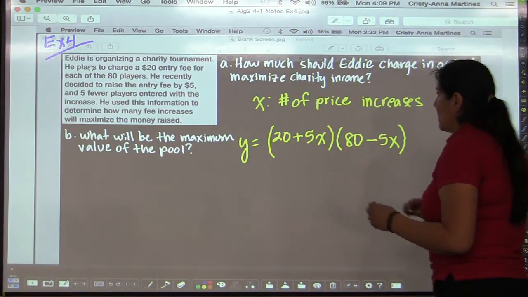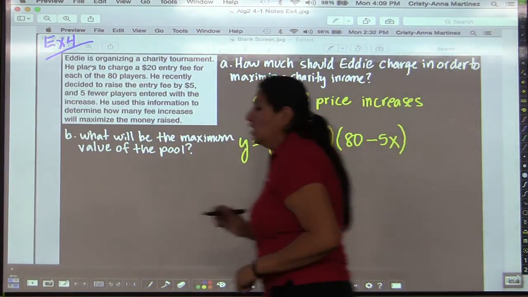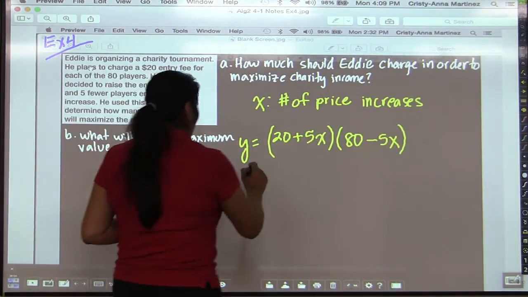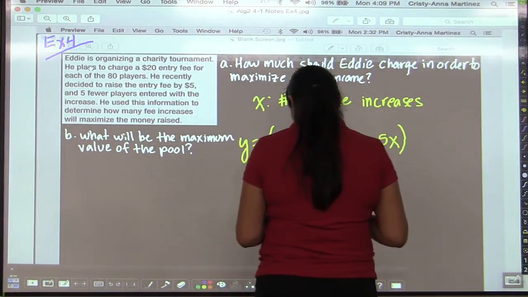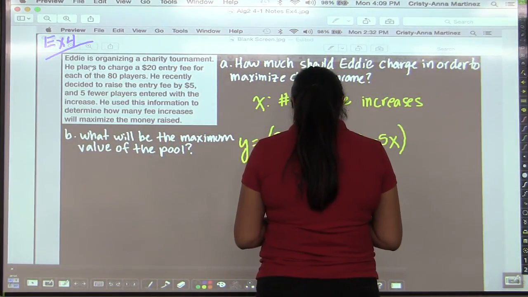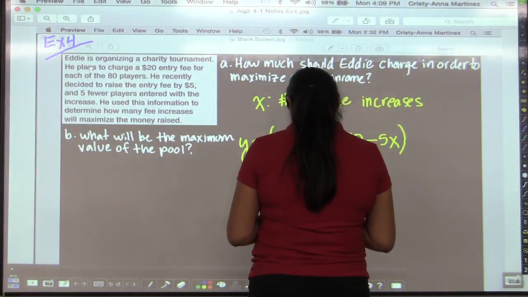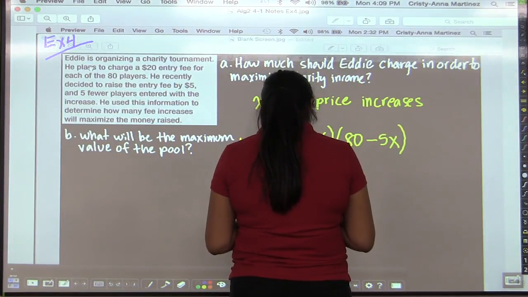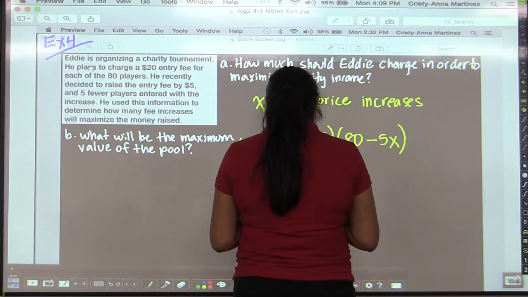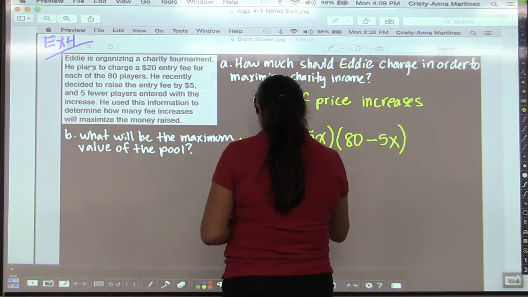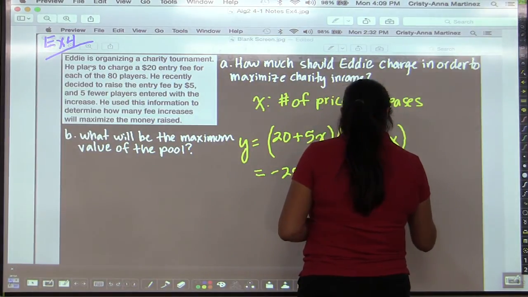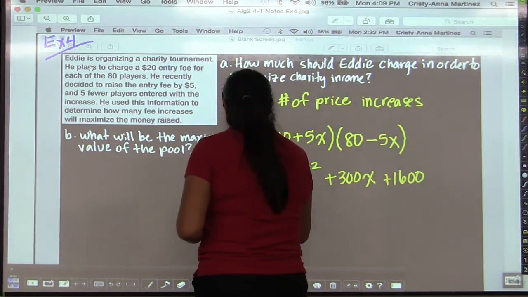Now what we want to do is multiply this all out so that we can get the equation that we need. I already did it earlier, and if you don't trust me, you can always do it yourself, but I can assure you that it's going to be right. So when we multiply 20 plus 5x by 80 minus 5x, we get negative 25x squared plus 300x plus 1600. This is the equation that we end up with.